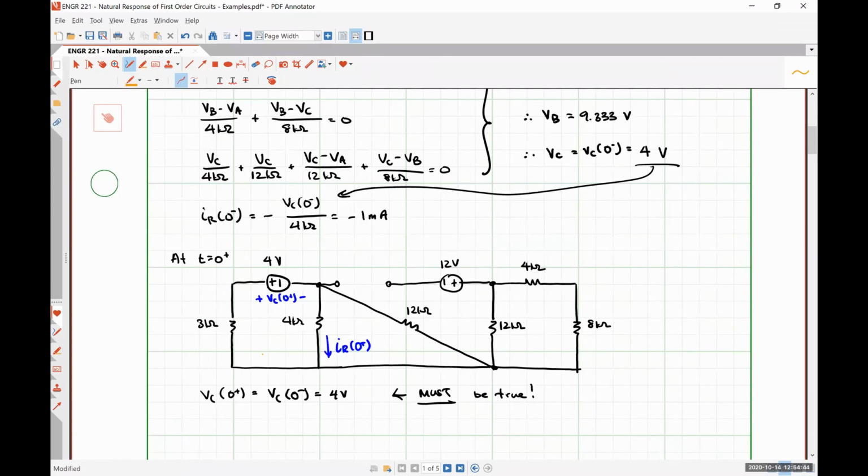3. Absolutely right. I have one mesh right here. Let's call it I1. I have a second mesh right here. Let's call it I2. And I have a third mesh right here. Let's call that guy I3. Why don't I have a mesh including the 12 volt source?